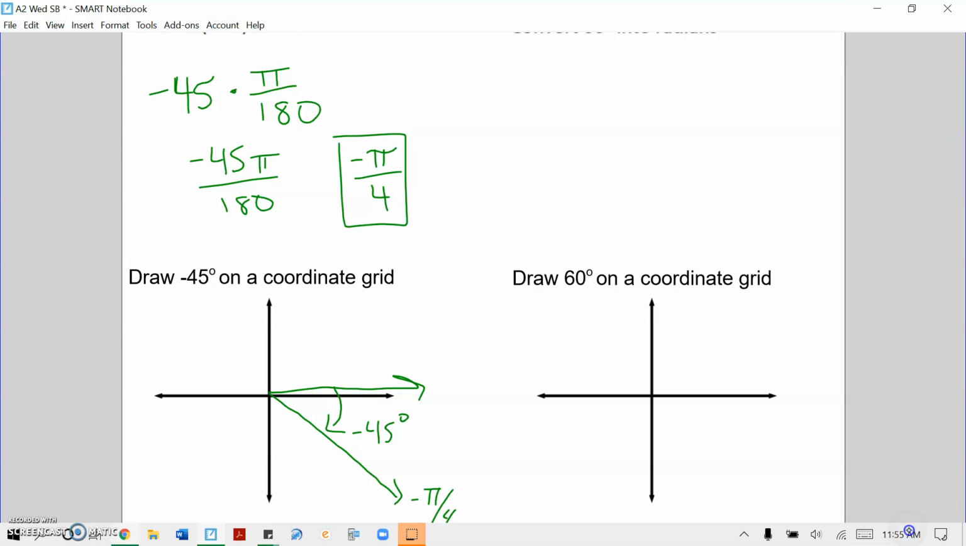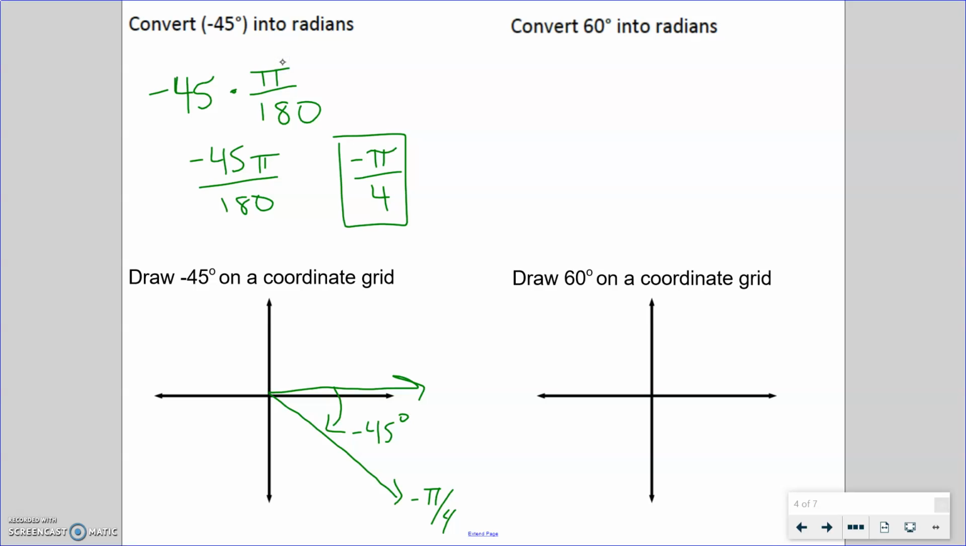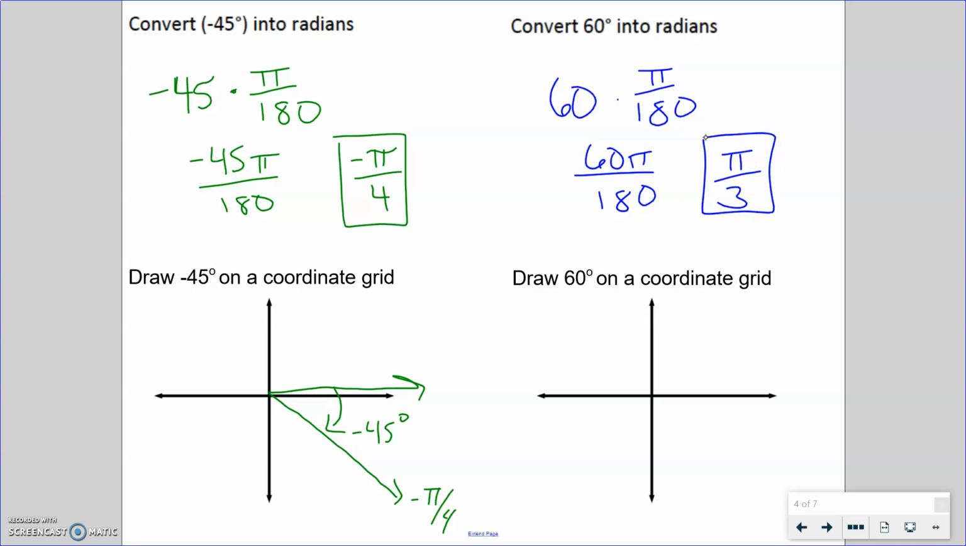All right, let's do the same thing with 60 degrees. If you want to give it a try on your own, you can pause the video at this point in time and see how you do before I show you the answer. All right, so 60 degrees times pi over 180 is 60 pi over 180. When I reduce 60 divided by 180, I get 1/3. So in radians, it's pi over 3.